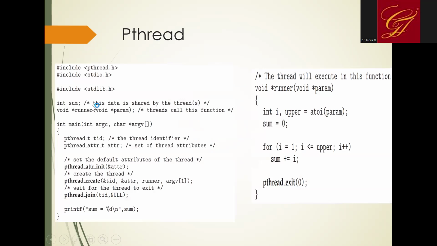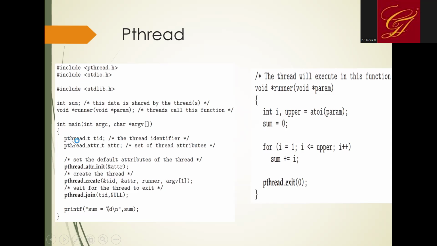Moving on to the pthread. Here you have all the header files. In order to create a pthread, you should include the header file pthread.h. And here, the thread portion of the code will be implemented inside the runner method. So they have given void runner, and here the variable is sum. The thread is going to calculate the sum of n numbers, and the executable portion of the thread will be placed inside the runner method, which takes param as the argument.